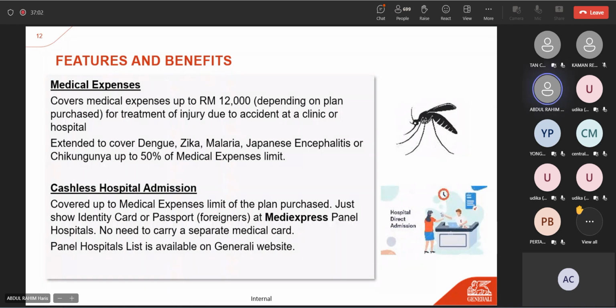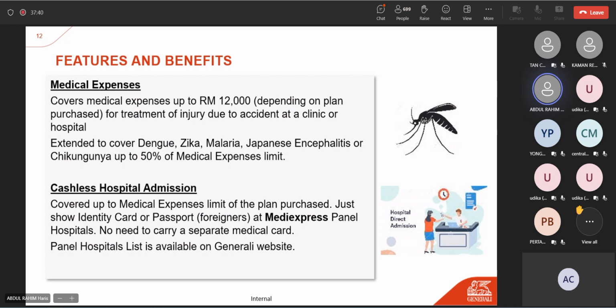Okay, moving on, there we have medical expenses. This covers medical expenses up to 12,000. Again, the limits are different depending on the plan that you purchase. There are 7 plans. If you look at your brochure, there are different limits depending on the plan. So 12,000 is based on the highest plan, plan 7. This is for treatment of injury due to accident at a clinic or a hospital.